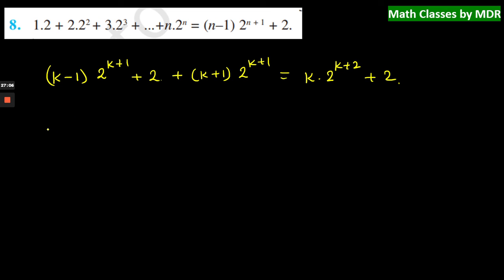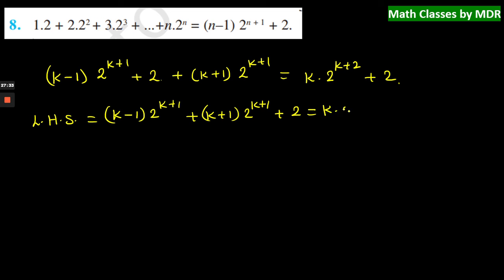We have to prove that this left hand side is equal to right hand side. So in order to prove this, I will take the left hand side. So what is the left hand side here? (k minus 1) into 2 to the power (k plus 1), plus (k plus 1) into 2 to the power (k plus 1), plus 2. We have taken the left hand side, so we don't need to write the right hand side.